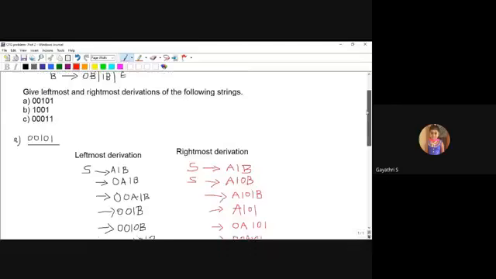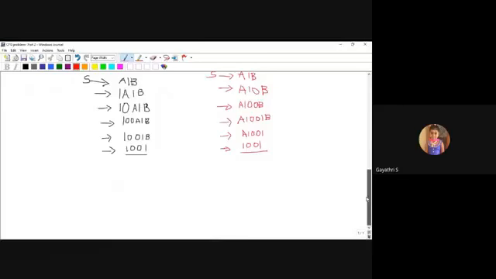Triple zero double one. This is the string: 00011. First, leftmost derivation.